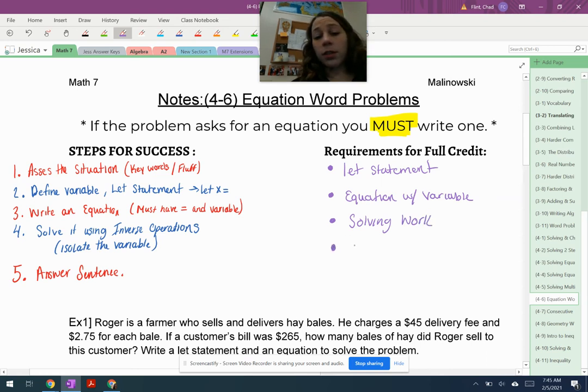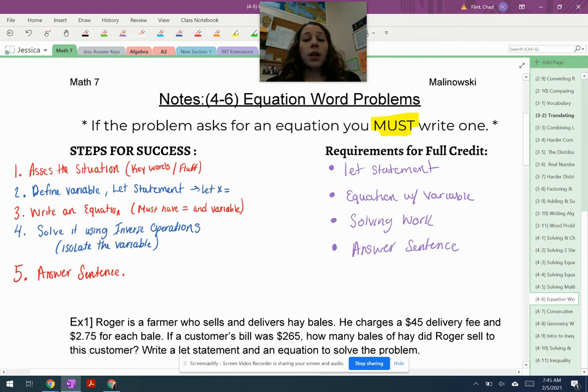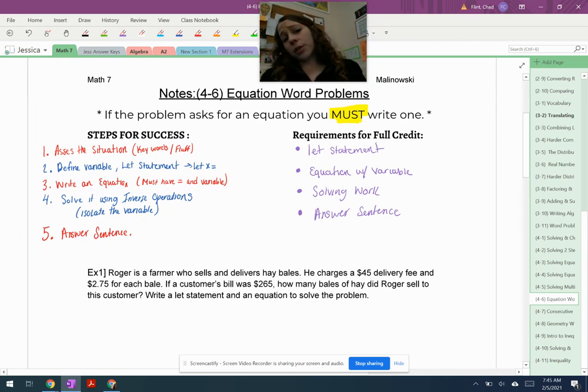You'll get a sentence for an answer sentence. Boom. Requirements for full credit: let statement, equation with a variable, solving work for that equation, and an answer sentence. Make sure you have all of those things, otherwise you're throwing out free points.